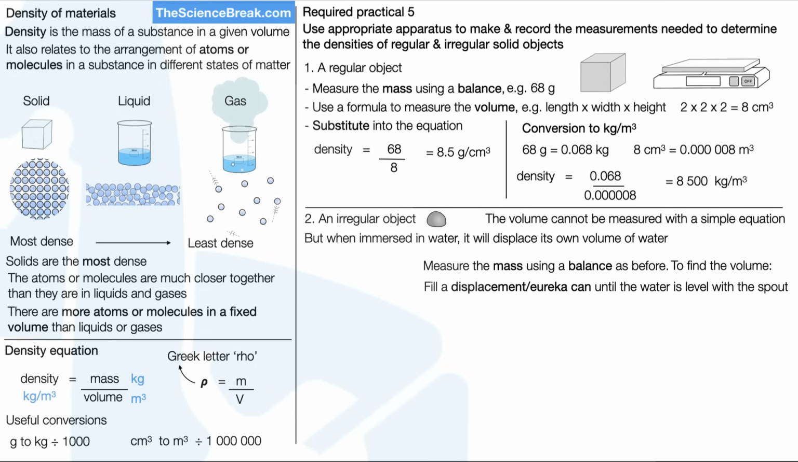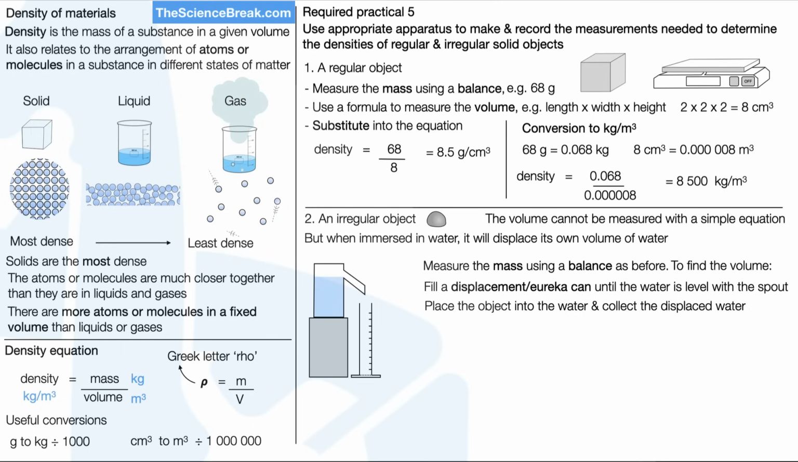We would fill a displacement or a eureka can until the water is level with the spout. So here is a diagram of the eureka can or the displacement can, and you can see that the water is level with the spout. We would place the object into the water gently and collect the displaced water. There goes the object. Water level rises, it gets displaced and then falls into the container.